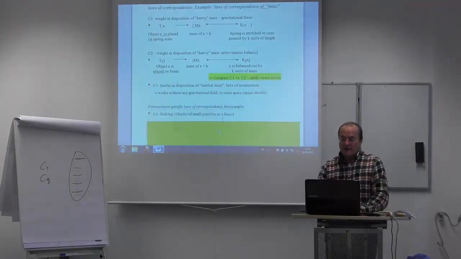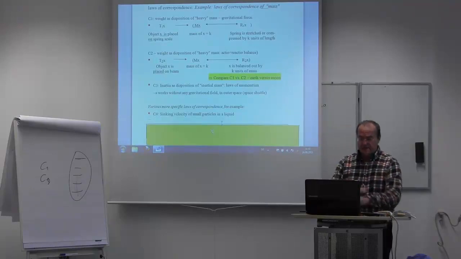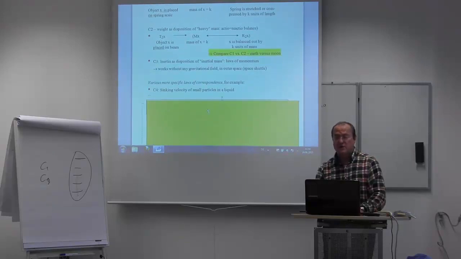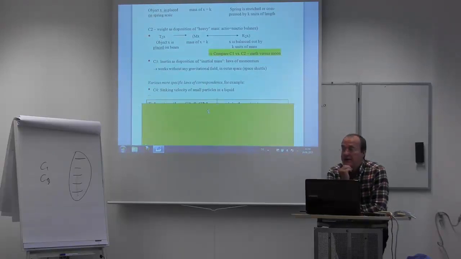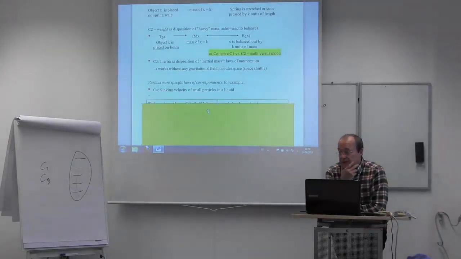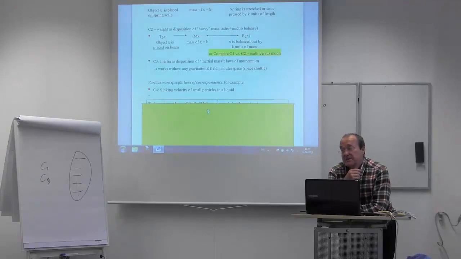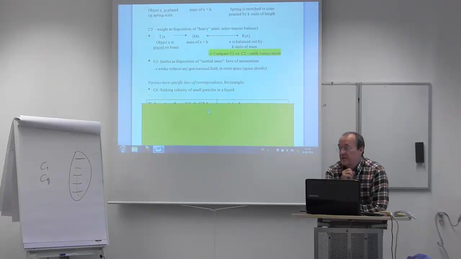Okay. Now, I also mentioned that there are, of course, several other and more specific laws of correspondence. For instance, laws of correspondence for very small particles, for particles of molecular size, which you cannot put on a beam balance, and you cannot put them on a spring scale. You have to design a specific experiment to measure their mass. For instance, you may design a sinking velocity experiment where the small particles sink in a liquid and you measure their sinking velocity, right?